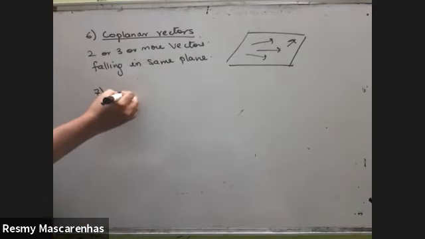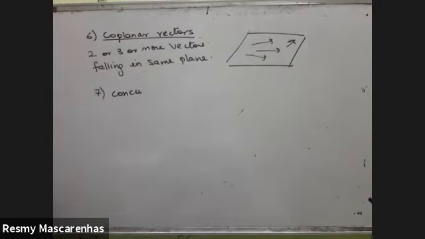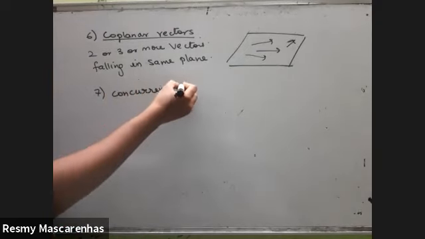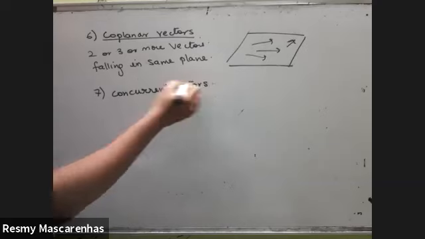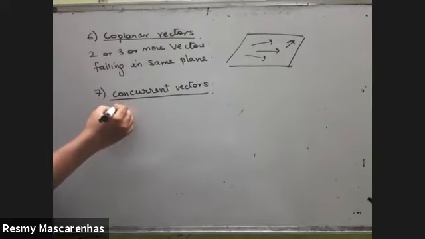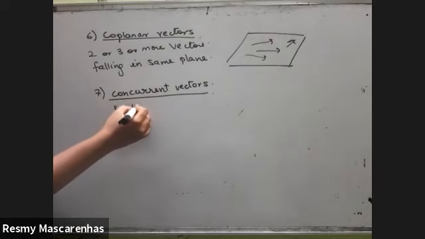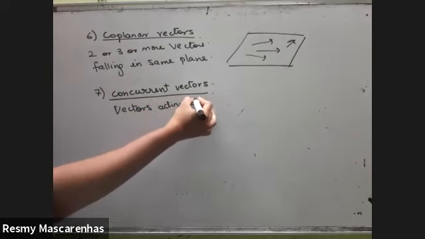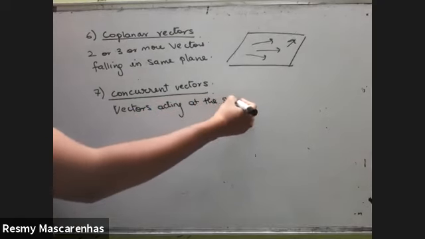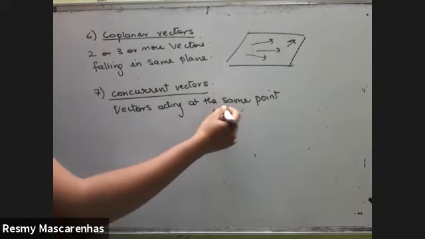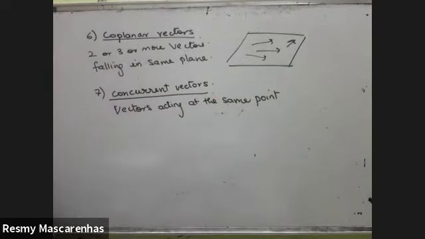Next type is concurrent vectors. Concurrent means vectors acting at the same point. One common point, okay? So they will have one common point.